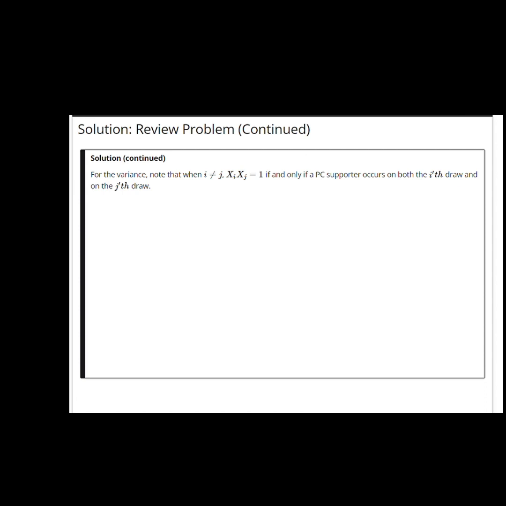So what's the probability xi xj equals 1? It's the probability that xi is equal to 1. That's r over N, since there are little r individuals available on the ith draw. But after drawing a PC supporter on the ith draw, there are only r minus 1 left on the jth. The probability that xj equals 1, given xi is 1, is r minus 1 over capital N minus 1. The indicator random variable xi xj is 1 with probability r over N times r minus 1 over capital N minus 1. So that gives us the expected value of xi times xj.